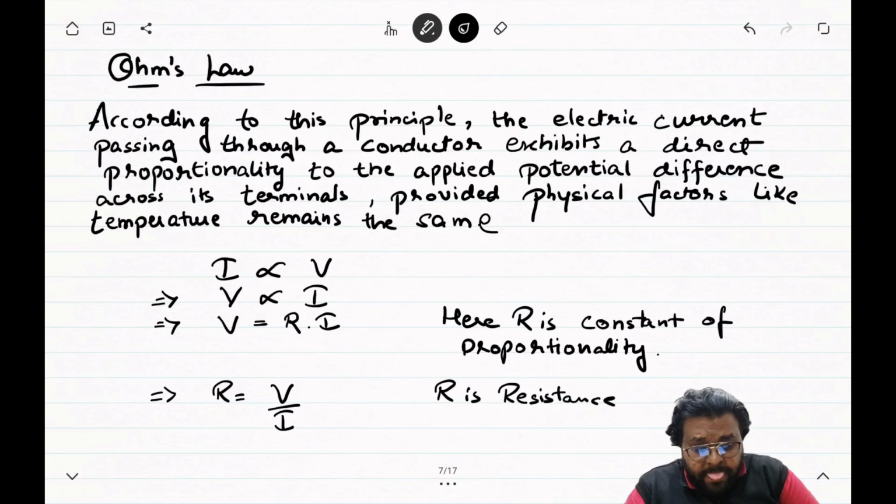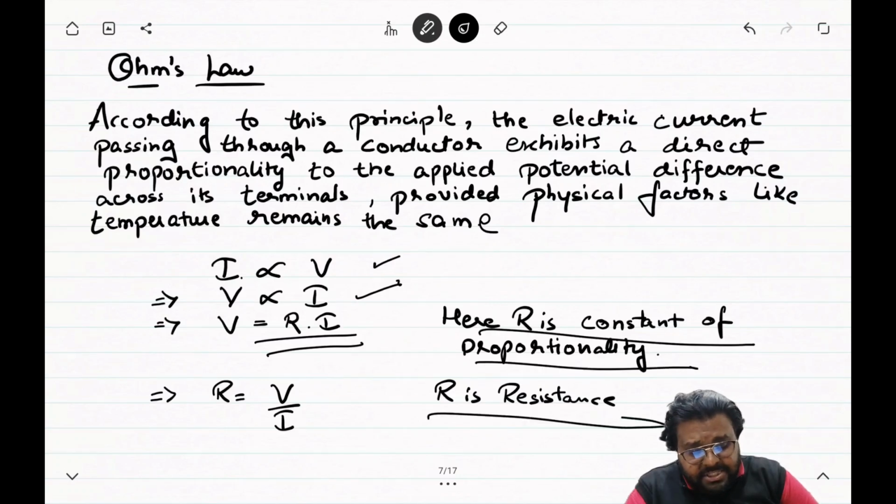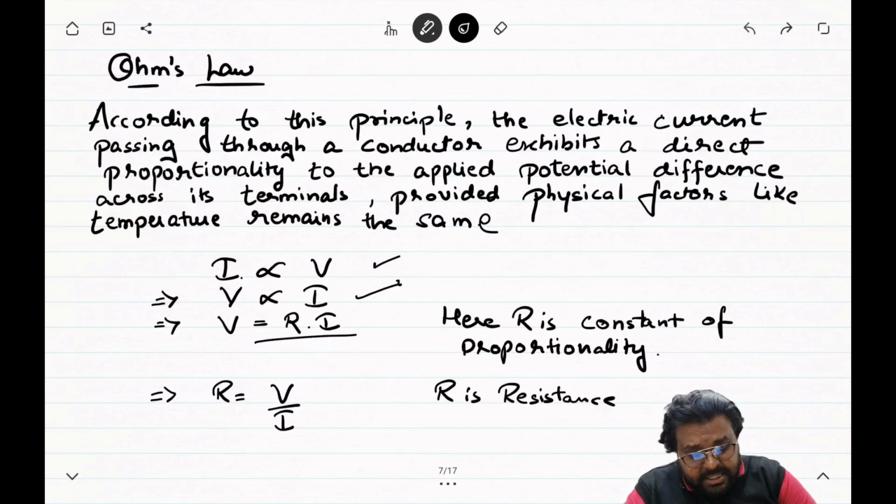Now, we say I is directly proportional to V. We can also say V is directly proportional to I. And when the sign of proportionality is removed, we put a constant of proportionality. Here the constant of proportionality is R, which is nothing but resistance. So resistance is V upon I.